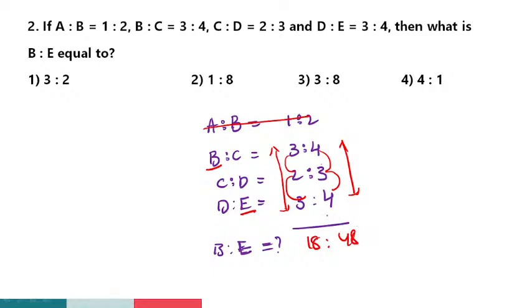Let me calculate, guys. So 6 threes are 18, 6 eights are 48. So the answer is 3 is to 8. Which option is the right answer? Option 3 is the right answer. Clear, all of you?